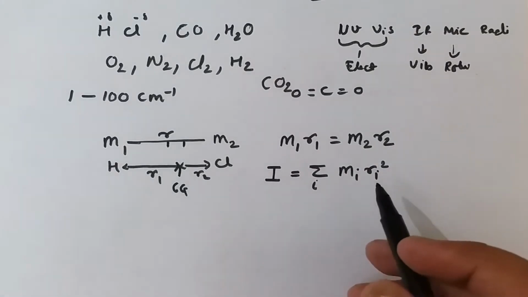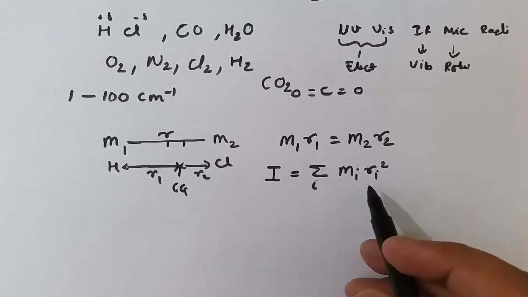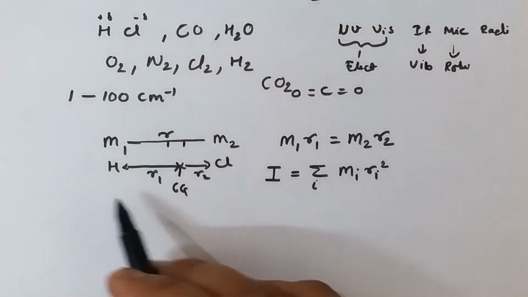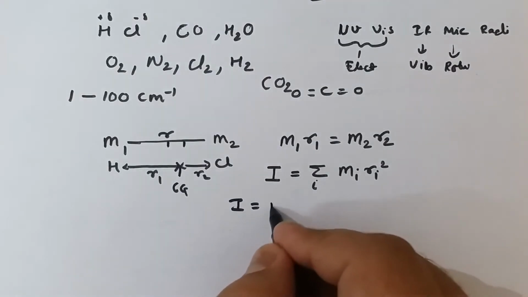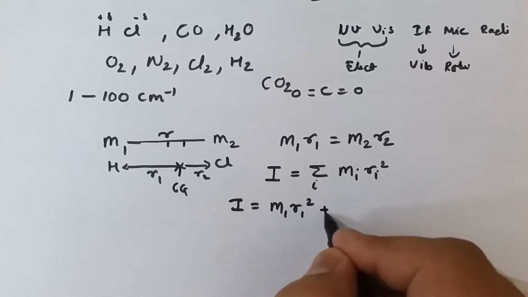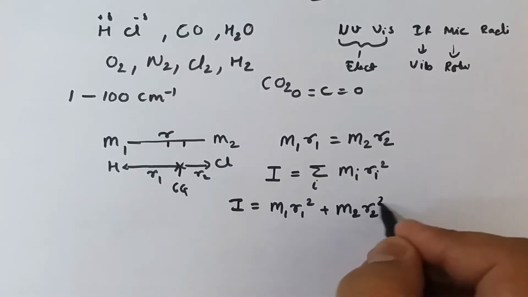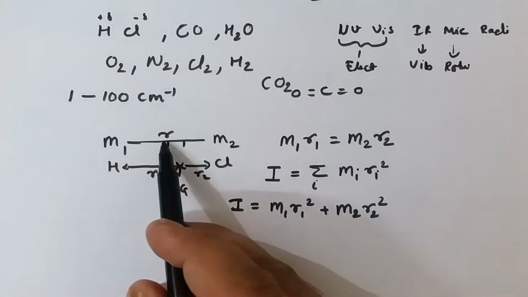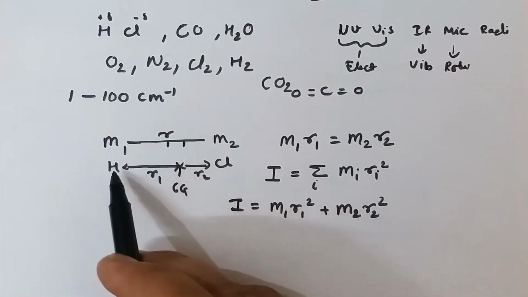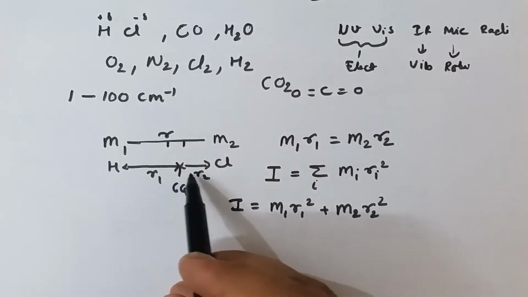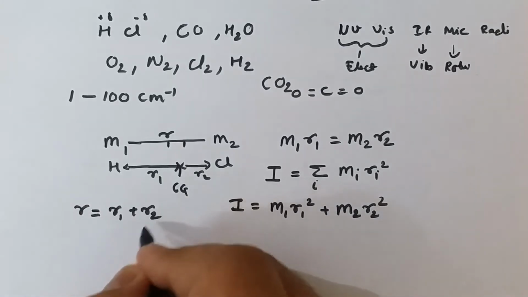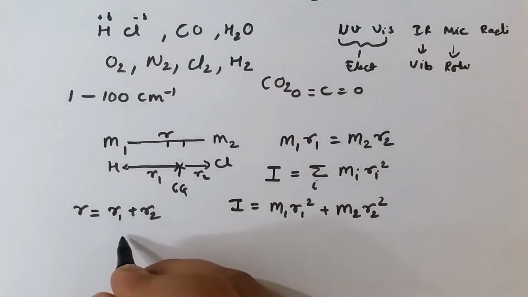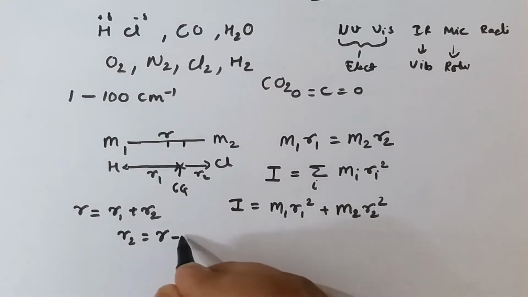Where ri is the distance of the particle of mass mi from the center of gravity, and since we are considering a diatomic molecule over here, the moment of inertia for our case will be I is equal to m1 r1 square plus m2 r2 square. Also the total distance is r, the distance from the center of gravity to this particular molecule is r1 and from the center of gravity to the other molecule is r2. So I can write r is equal to r1 plus r2. Also I can rearrange this in the form r2 is equal to r minus r1.